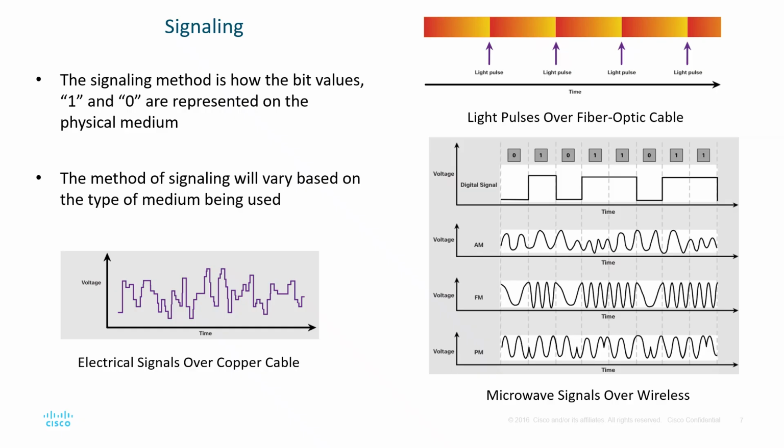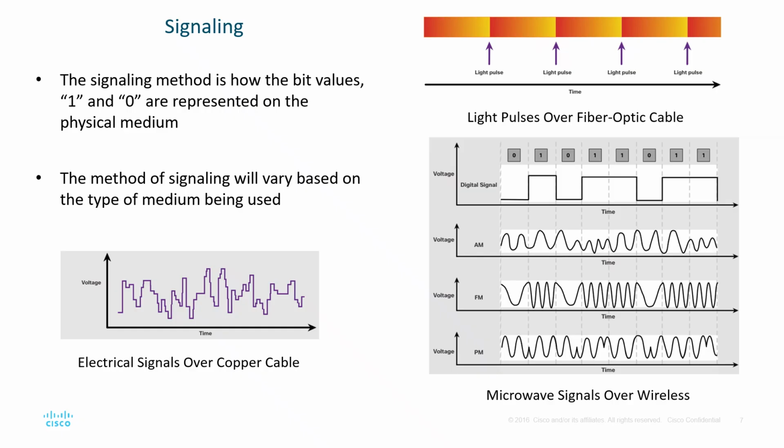The signaling method is how the bit values of 1s and 0s are represented on the physical medium. The method of signaling will vary based on the type of medium being used. So again, this signaling has to do with whether we're using copper, fiber, wireless, any type of media for that transmission.